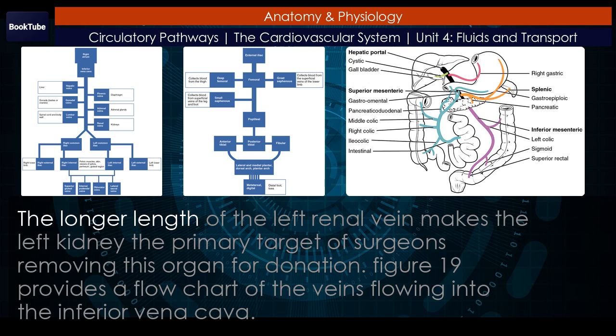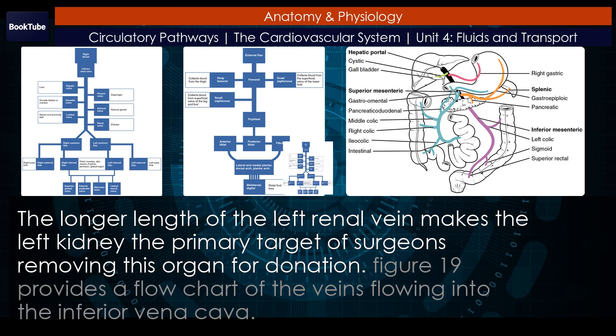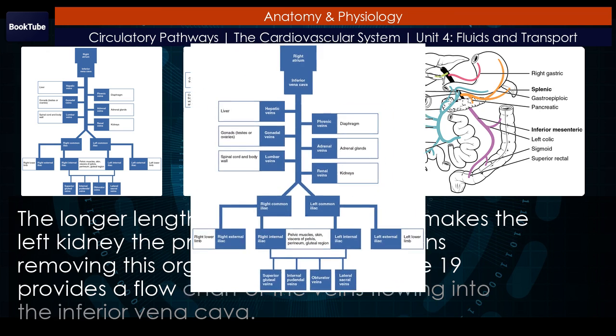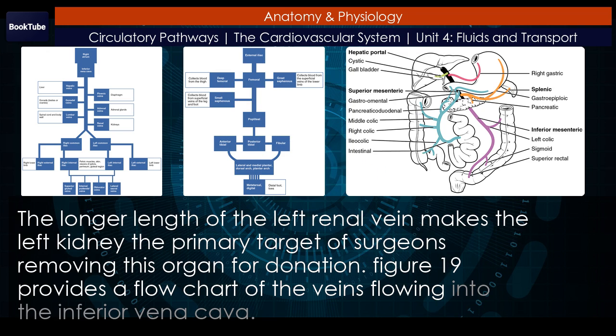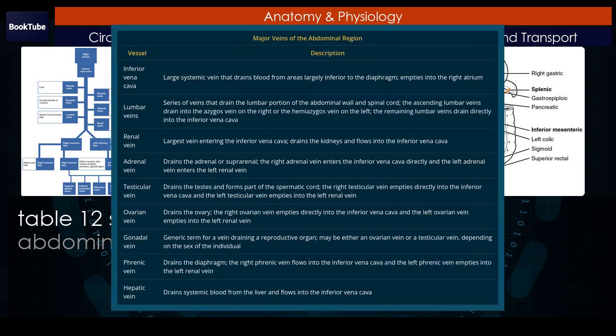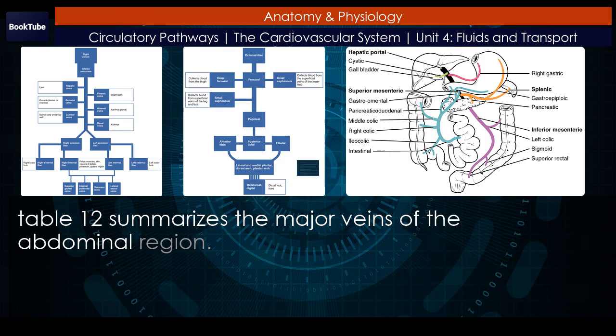The longer length of the left renal vein makes the left kidney the primary target of surgeons removing this organ for donation. Figure 19 provides a flow chart of the veins flowing into the inferior vena cava. Table 12 summarizes the major veins of the abdominal region.